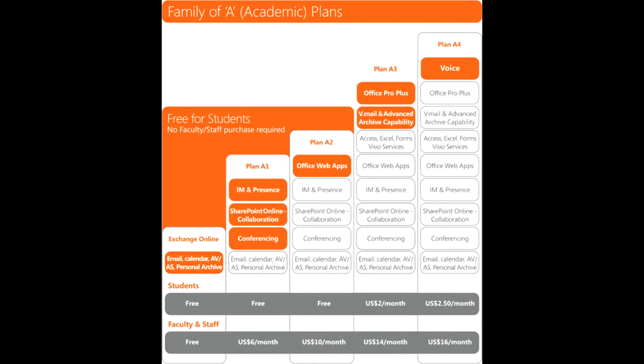And then from there, they have their actual paid plans. You can see an A1 plan all the way up to an A4 plan. So I'm going to go through talking about each of those. So the A1 plan, what is added? Well, you still have the full robust Exchange email for collaboration.